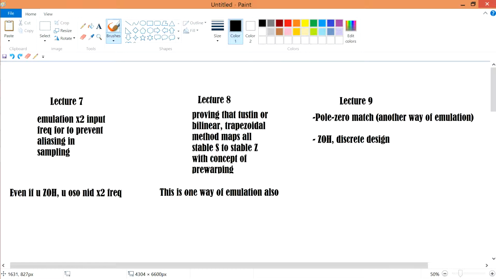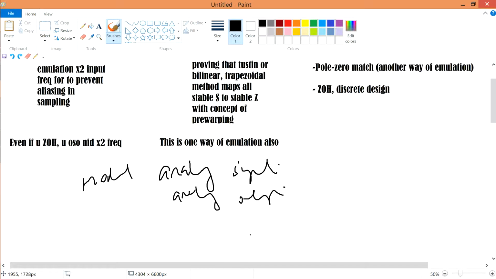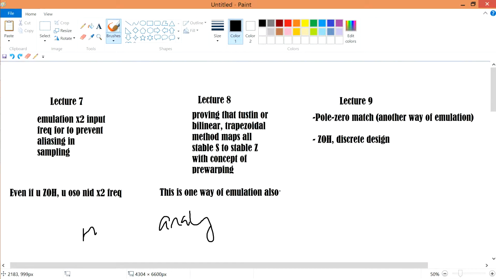Alright, we also discussed this in the videos in lecture 8. And the pre-warping is also another form of emulation. Also, the Tustin method is another form of emulation because you try to model your analog signal. So all along what we have been trying to do is model your analog signal or model your analog output. Alright, so you want your output, because normally your digital output may be a little bit different from the analog output, so you want it to be the same. So therefore you need these methods to emulate your system. Okay, so these things come in.